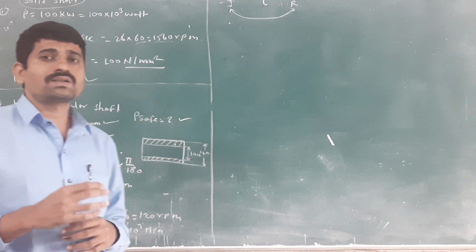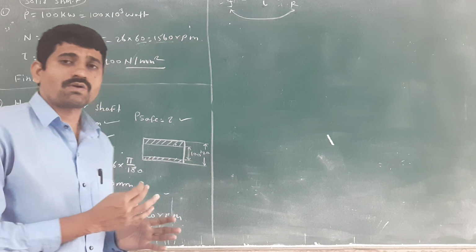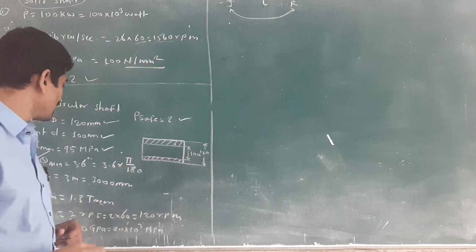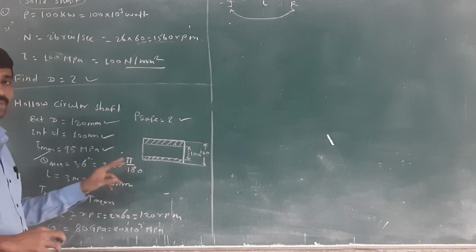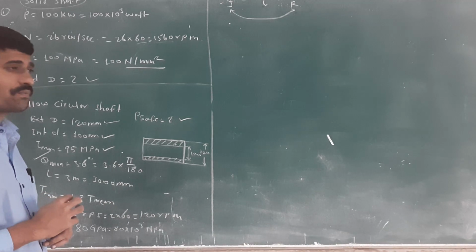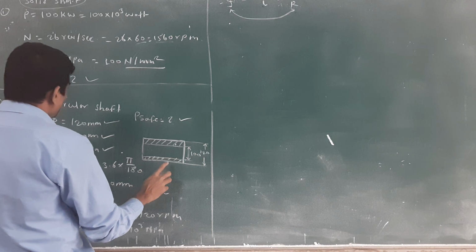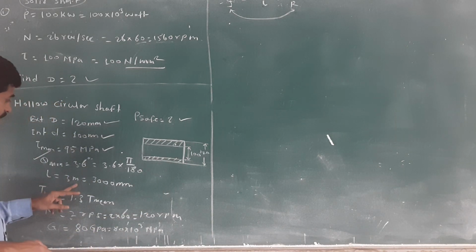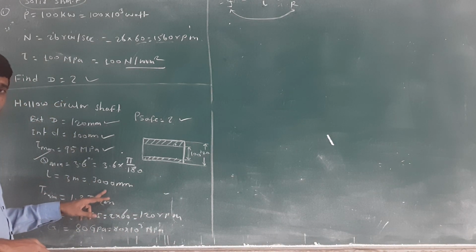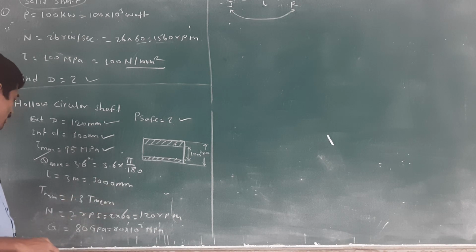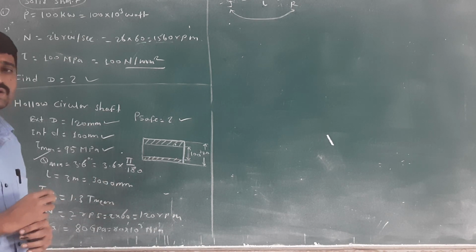Then how to convert the degree into radian? Because we want theta in radian, you have to multiply by pi by 180. Then the length of that hollow circular shaft is given as 3 meter. I have converted it into 3000 mm.